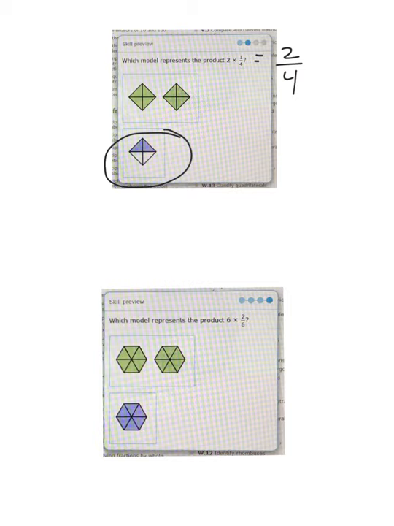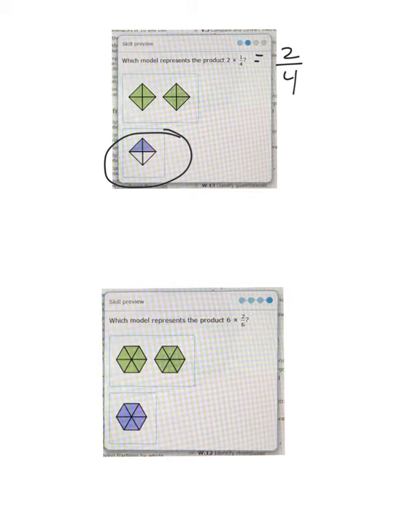So 2/4 is only visualized here by this second shape, where we have 2 quarters filled in, 2 out of the 4. Down here, same concept. This one is a little trickier. Which model represents the product of 6 times 2/6? You could just count it up: that's 1, that's 2, that's 3, that's 4, that's 5, that's 6. So I know it's this one.